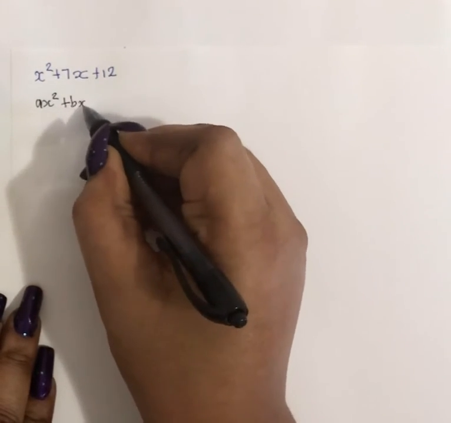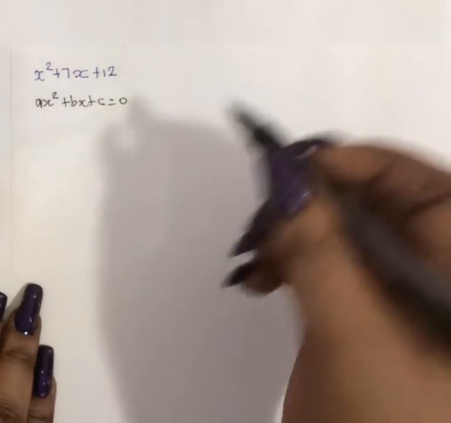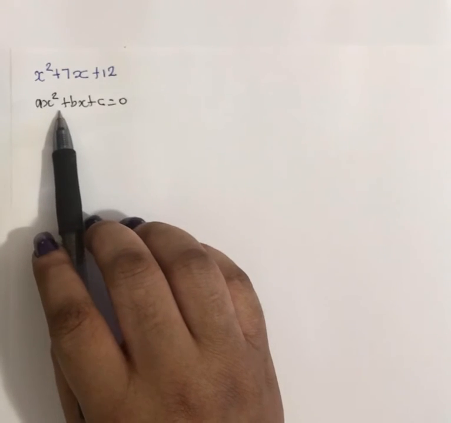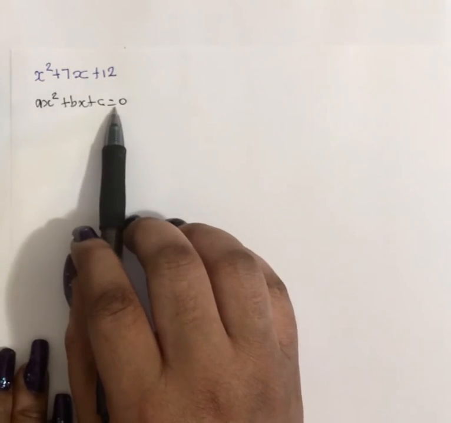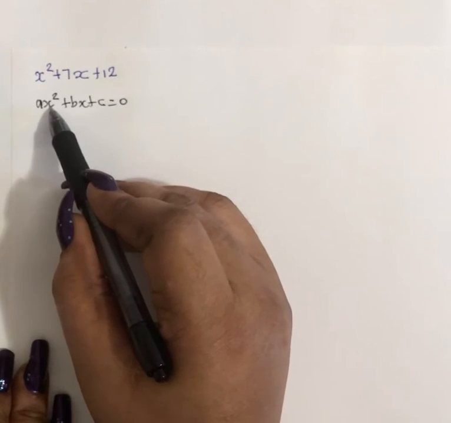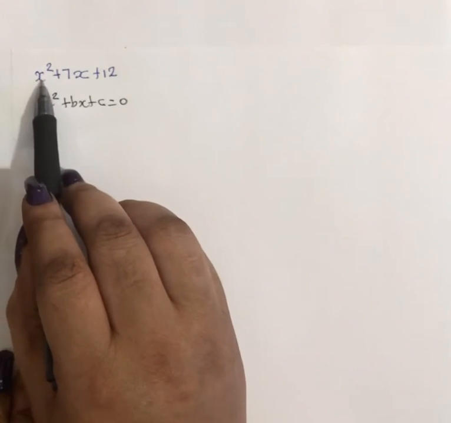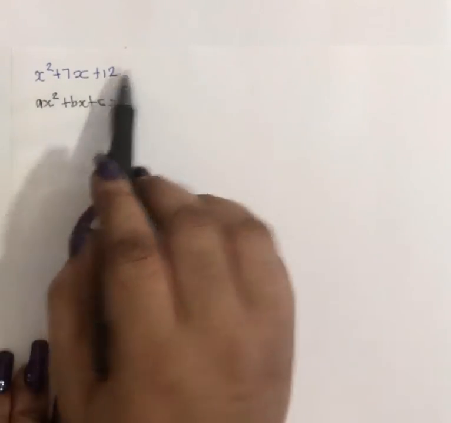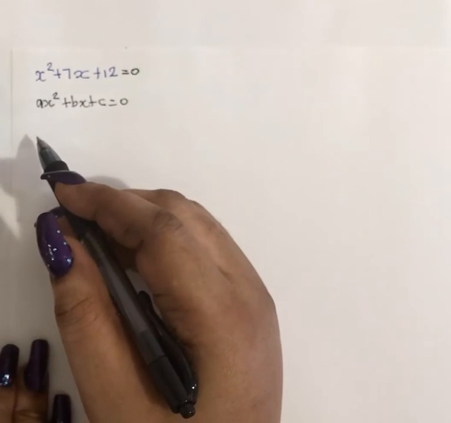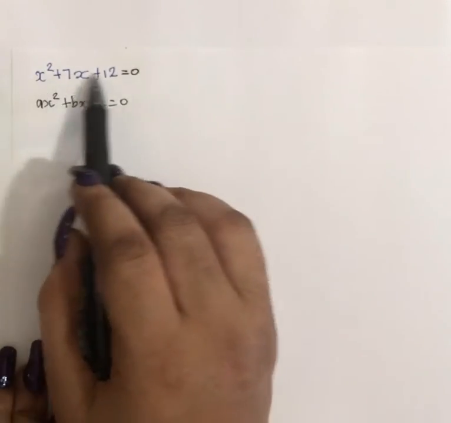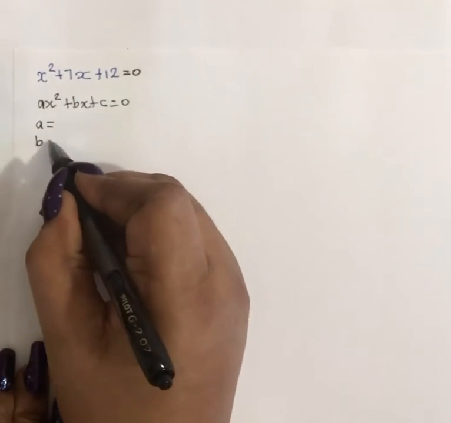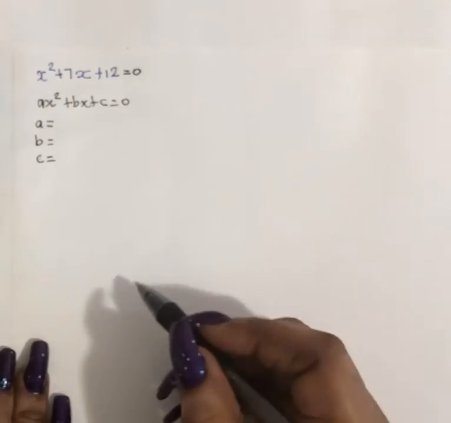ax squared plus bx plus c. And I would have shown you this equation before, the form of the quadratic equation, where a is the coefficient of the x squared term. You will notice me identifying each of them from this expression, which I'm now going to make an equation. All right, so I'm going to use this equation and I'm going to identify a, b, and c.